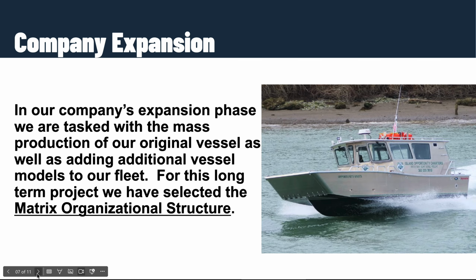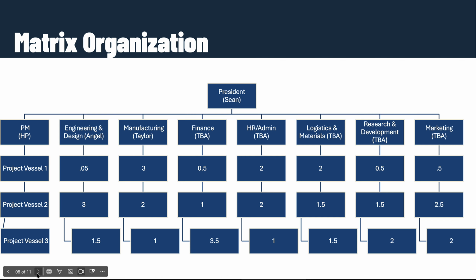As our company grows and becomes more successful, we plan to mass produce our original vessel and introduce additional models. At this point, managing multiple projects simultaneously becomes more complex. To support long-term growth, we selected the matrix organizational structure. In our expansion phase, we selected the matrix organizational structure because our company will now be managing multiple vessel models at the same time while also focusing on mass production and research and development.